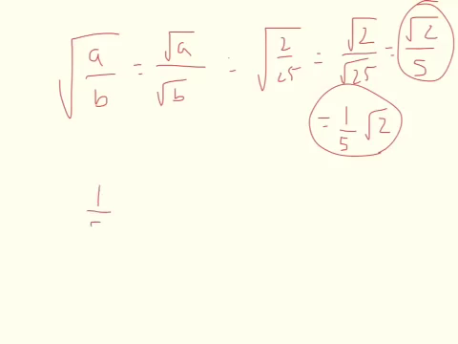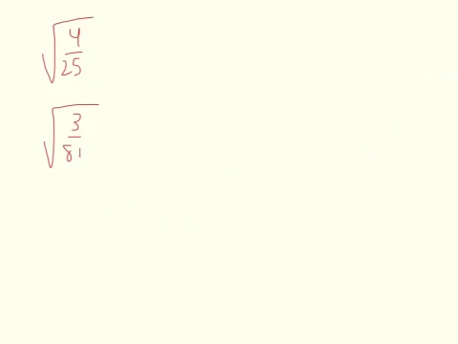Well, because that's 1/5 times radical 2 over 1, and you see how important it is to be able to multiply fractions now. 1 times radical 2 is radical 2. 5 times 1 is 5. So these guys are the same thing. Okay.